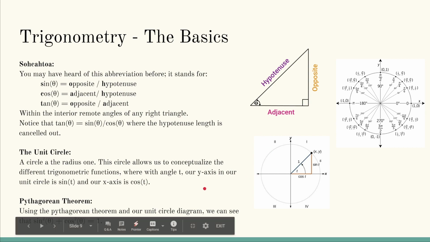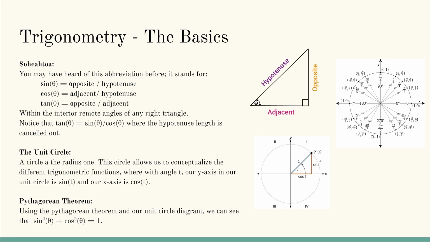Right, now let's look at the unit circle. It's basically a circle with radius 1. And this allows us to conceptualize different trigonometric functions. I mean, cosine T is our x-axis and sine T is our y-axis.